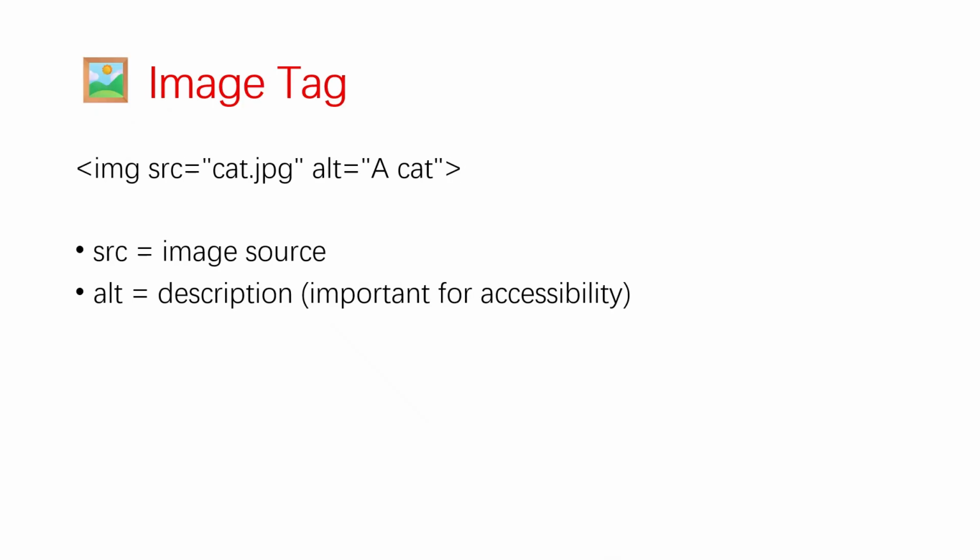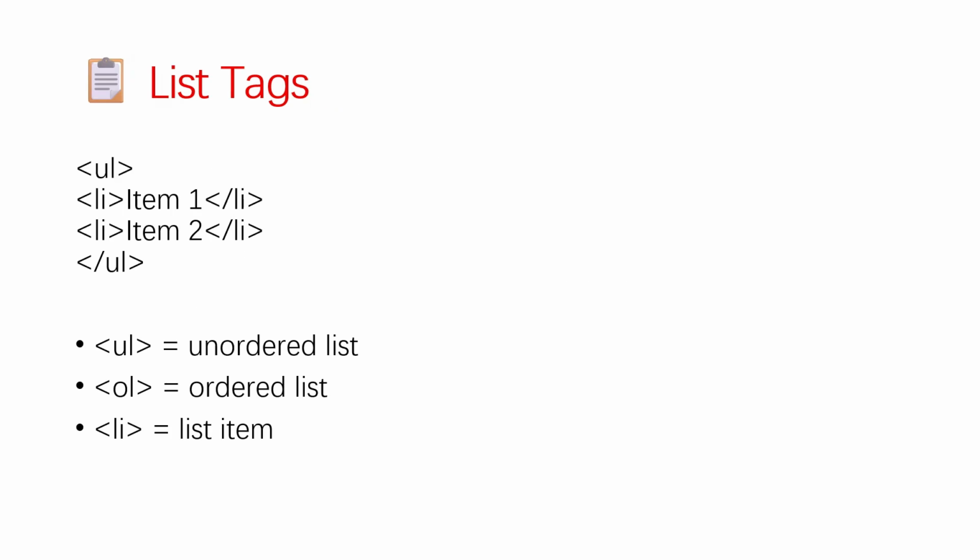For images, we use the image tag. It includes a source attribute for the file location and an alt attribute to describe the image. This description is important for accessibility. Let's talk about lists. An unordered list is used for bullet points, while an ordered list is numbered. Each item in the list is wrapped in a list item tag.